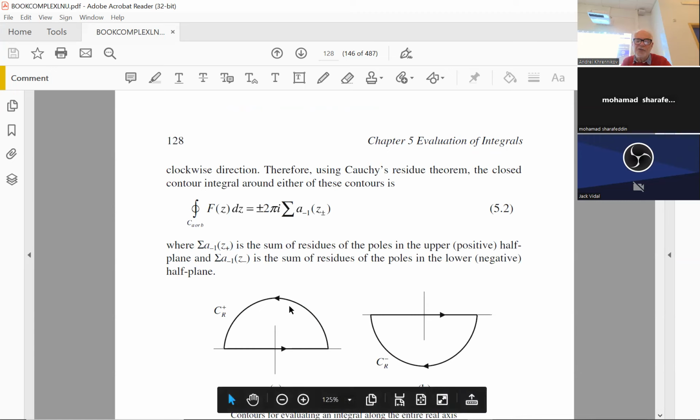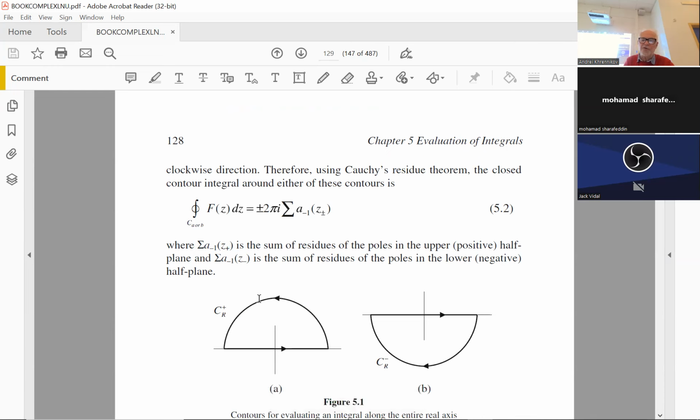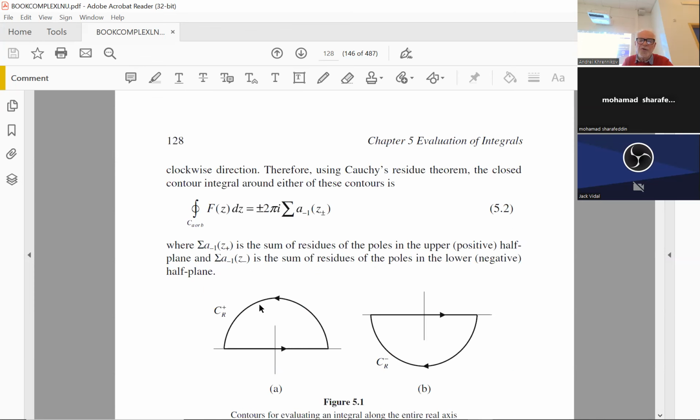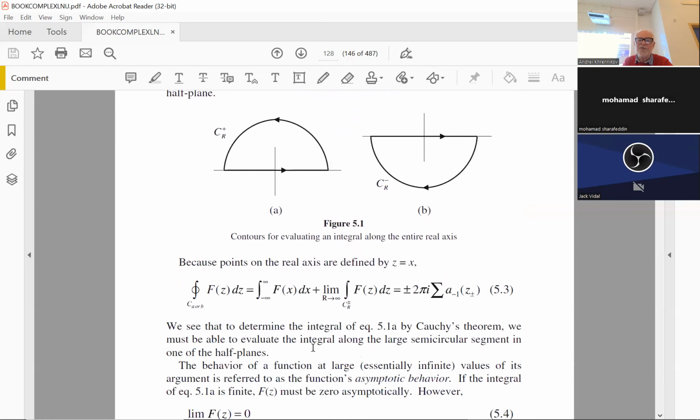So this is a half circle. Here would be the usual coordinates, and here would be polar coordinates. In fact, we are no longer interested in this part. We are looking for this part. So we are interested in the integral over this half circle.